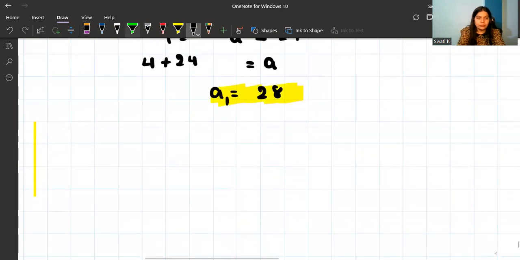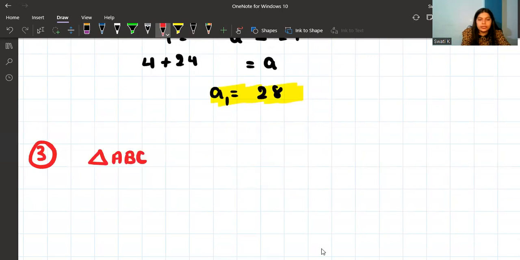One second. Yeah. So this is our question number 3. In question number 3, we are given that triangle ABC is similar to triangle PQR. So first of all, let me explain what is the meaning of similar triangles. Two triangles are said to be similar if they are exactly the same in shape, but may not be the same in size.